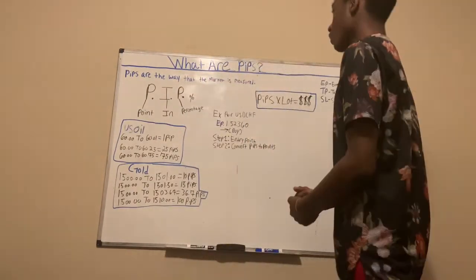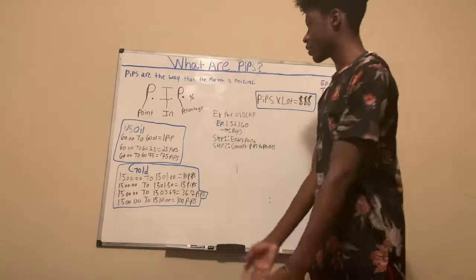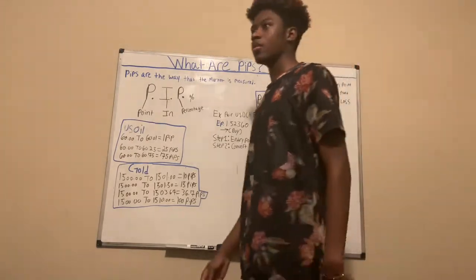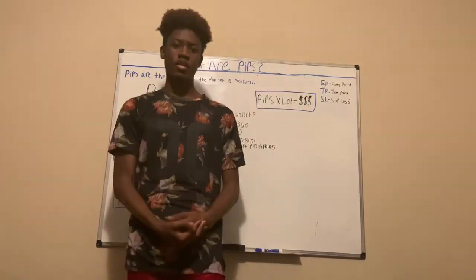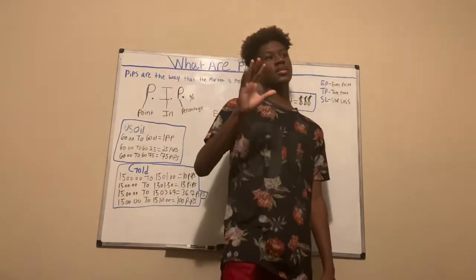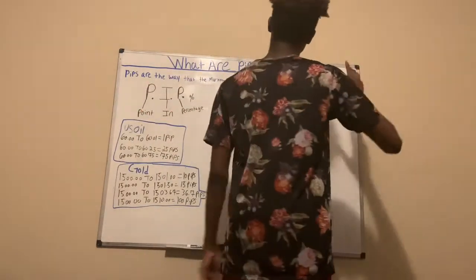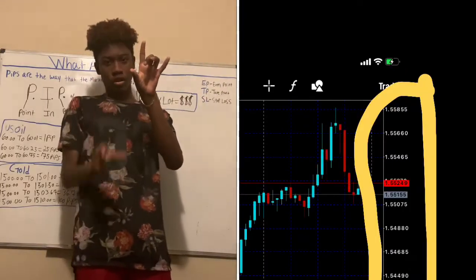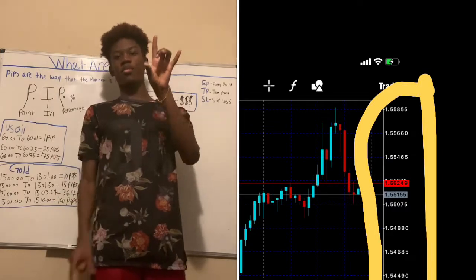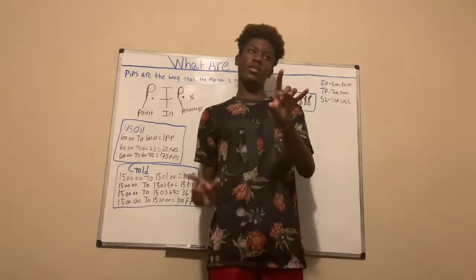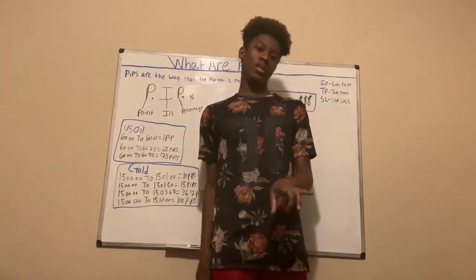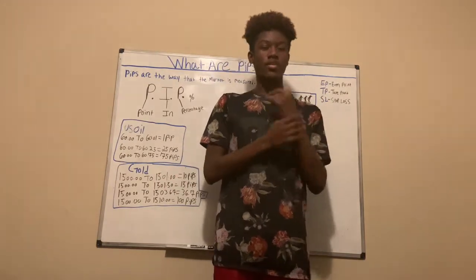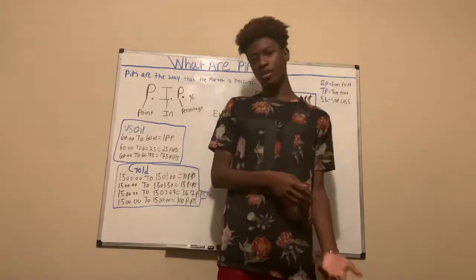So, what are pips? Pips are the way that the market is measured. For example, you go to the MetaTrader app, and you look to the far right-hand side. You see all of those little numbers right there. Those are pips. That's how the market is measured, whether the market is going up, going down, or moving sideways. You look at those numbers, that's the measurement of the market at that current time.